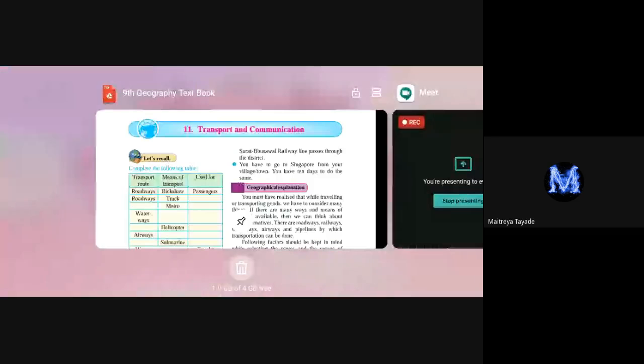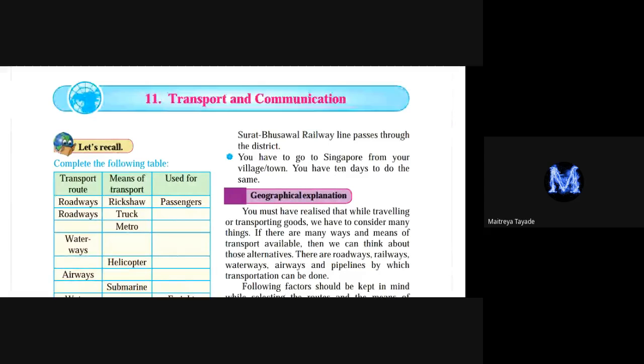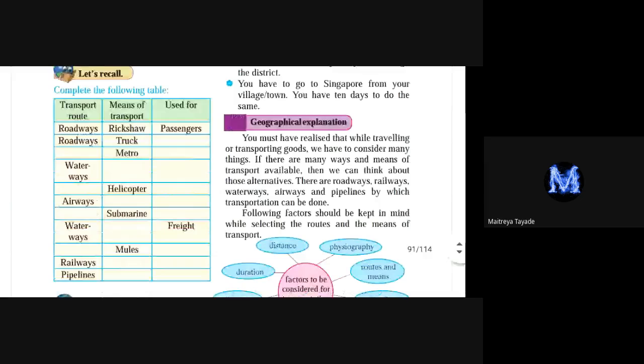Okay. So this is your 11th lesson. Transport and communication. This is वाहतूक आणि दळणवळण. Basically, it is वाहतूक आणि दळणवळण. So let's start the topic now. Here you can see one table, right? The first column is transport routes. The second column is means of transport. And the third column is used for.